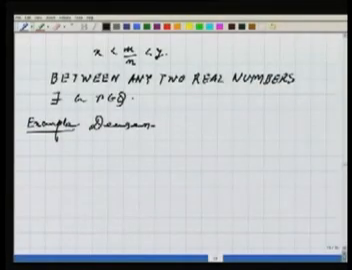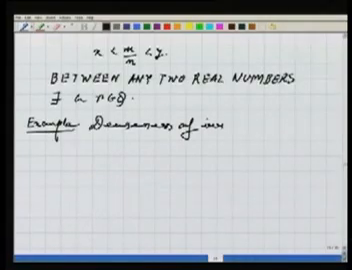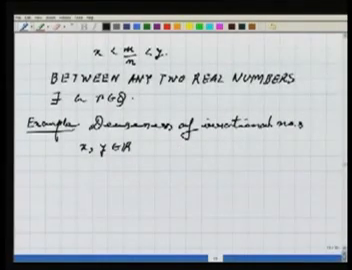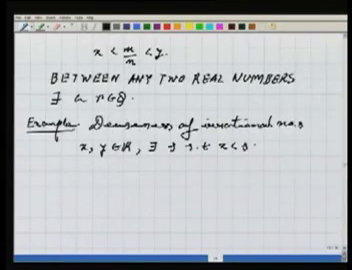Now I show another application of the Archimedean property. This is the third example. I want to prove denseness of irrational numbers. Now you people know already what this means. Exactly analogous to the rational numbers, I would like to prove that between any two real numbers there exists an irrational number also. That is, if x and y are two real numbers, I want to prove that there exists an irrational number s such that x is less than s less than y.